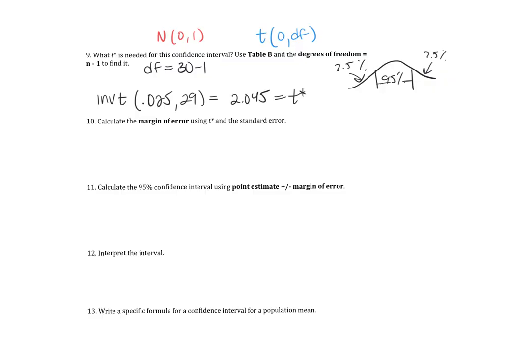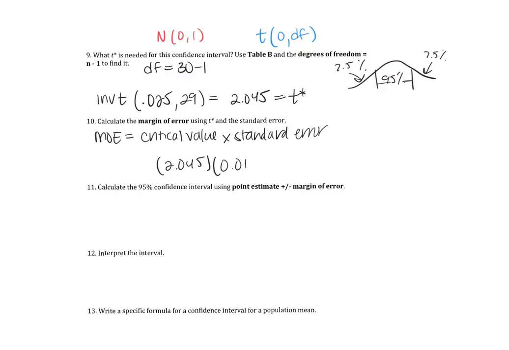Now let's calculate the margin of error. Remember, your margin of error is equal to the critical value times that standard error. So our margin of error is our critical value, 2.045, times our standard error, 0.0146, and that's 0.03 approximately. All right, let's keep going.